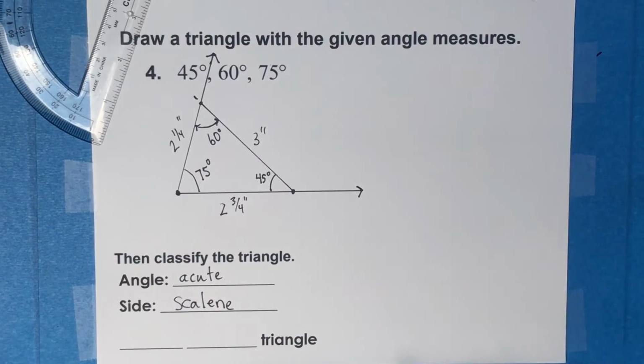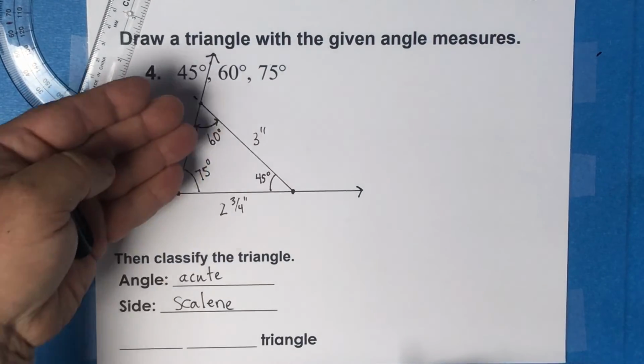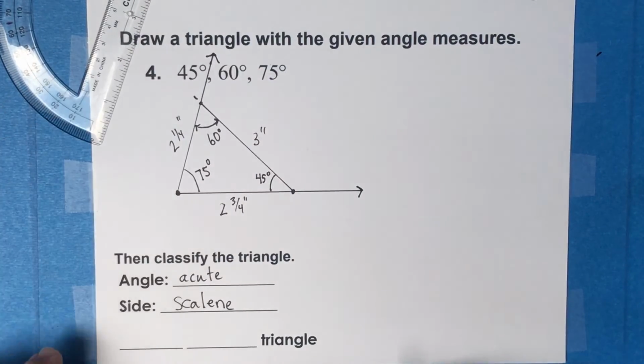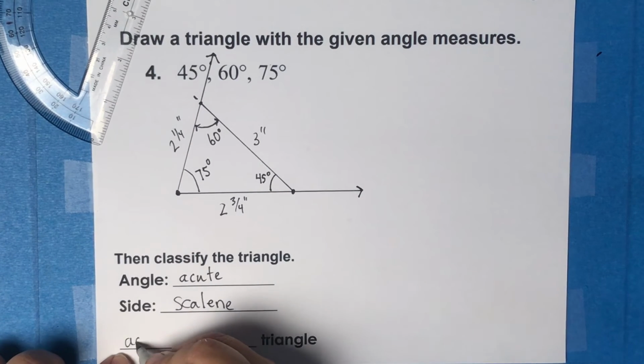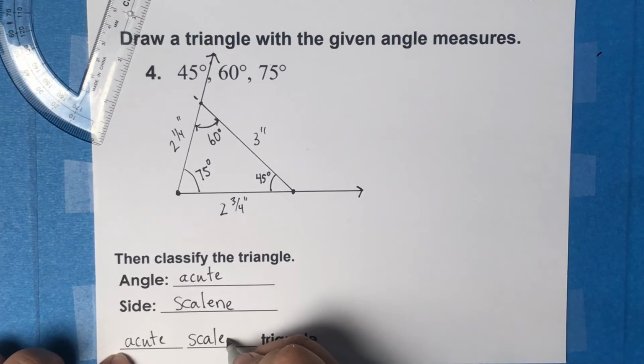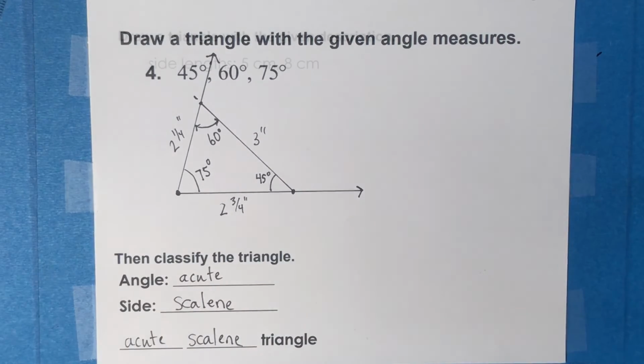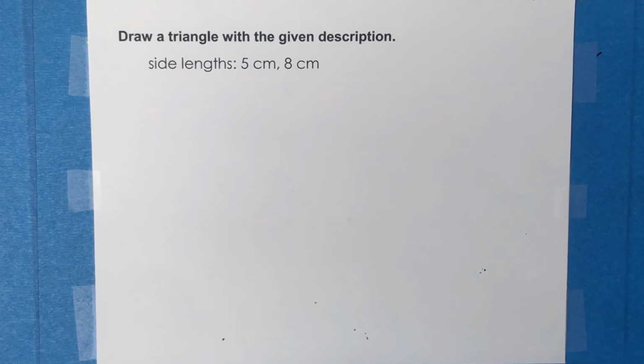So the formal classification of this triangle that we constructed based on angle measurements would be an acute scalene triangle. At the beginning of this video, you were also told that you will be able to construct a triangle with given side lengths, and that's what we're going to be doing now.